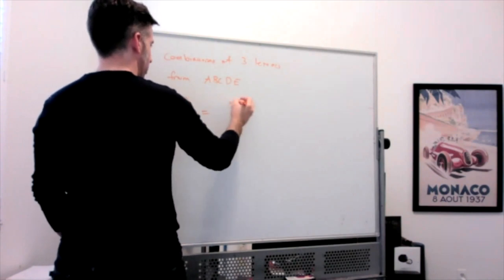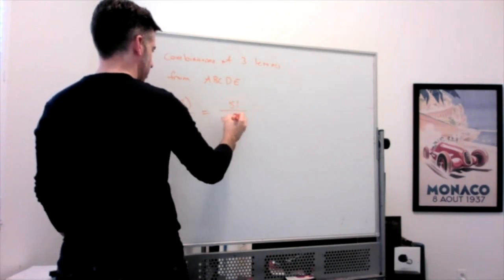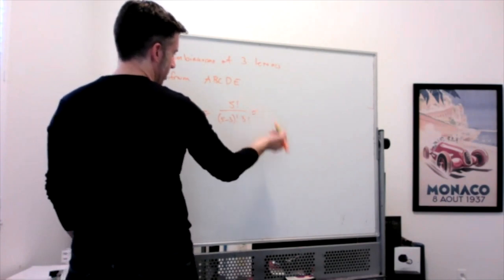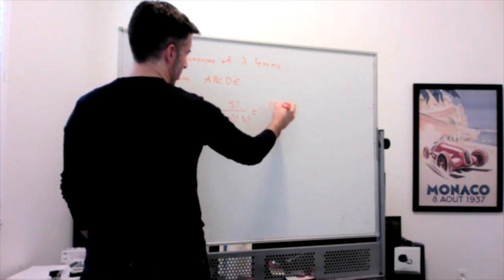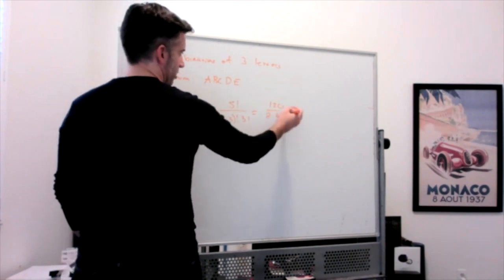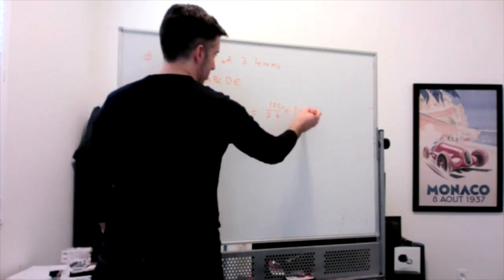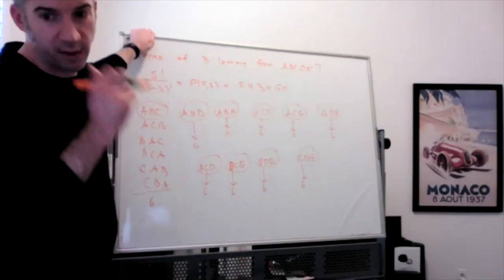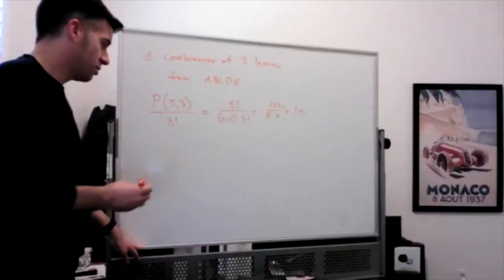Right, that's going to be 5 factorial divided by 5 minus 3 factorial, and also divided by 3 factorial, which ends up being 5 factorial is 120, 2 factorial is 2, 3 factorial is 6, 120 divided by 12 is 10. Just like we said it was, right? 10 different ways to do it. So that's the number of combinations.